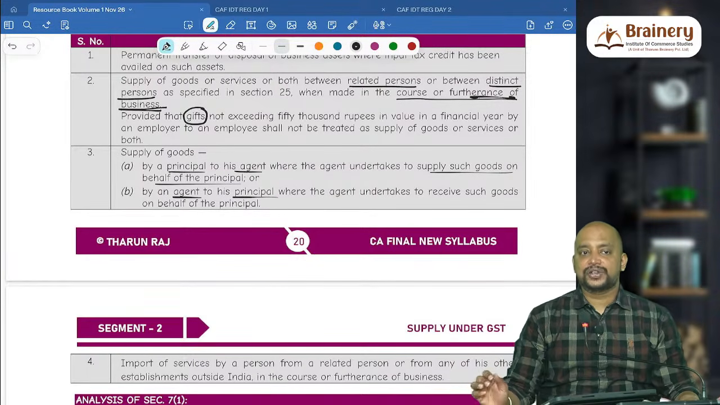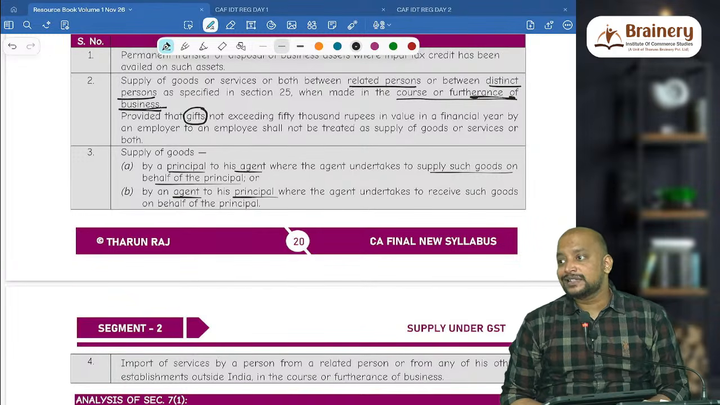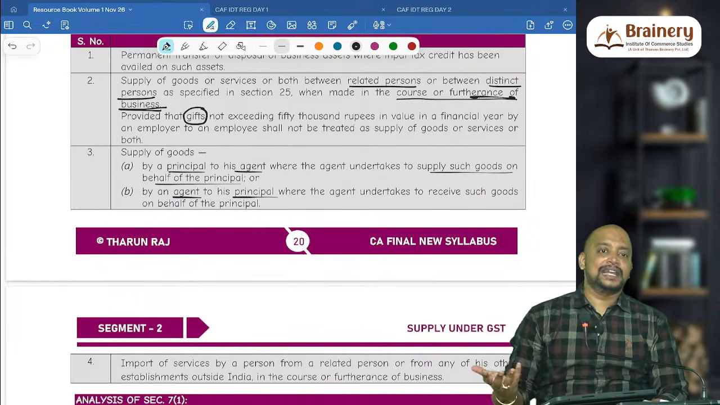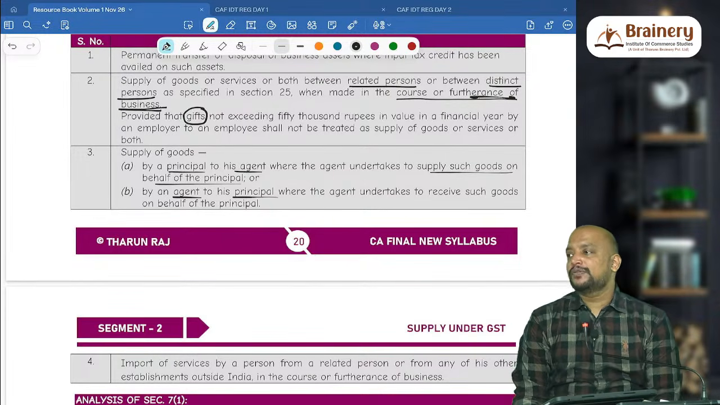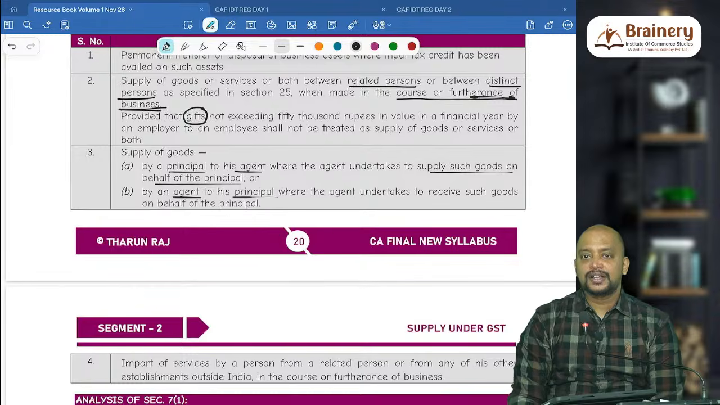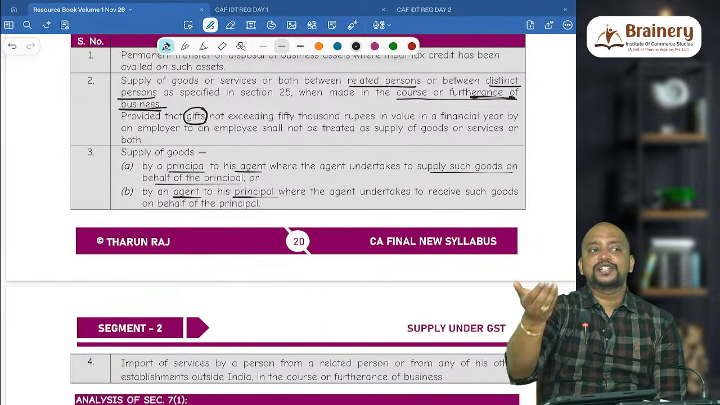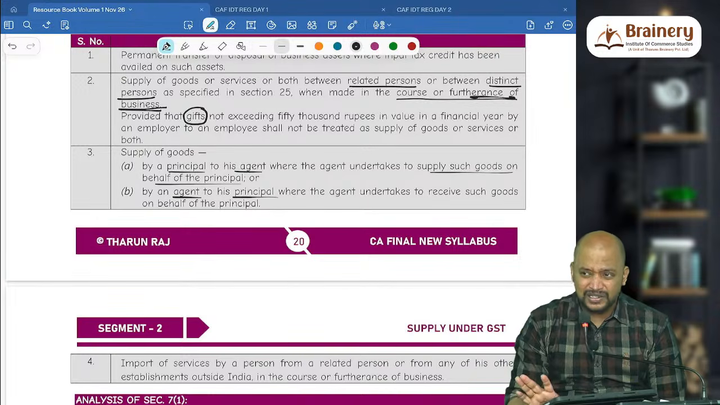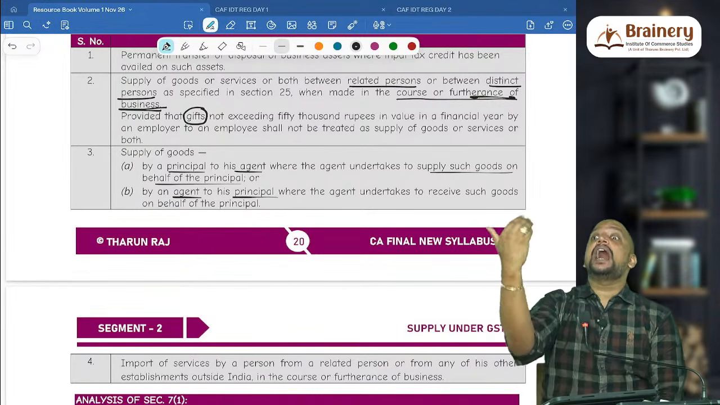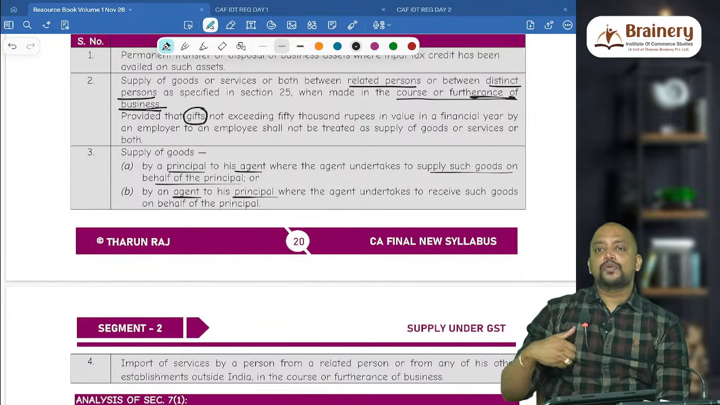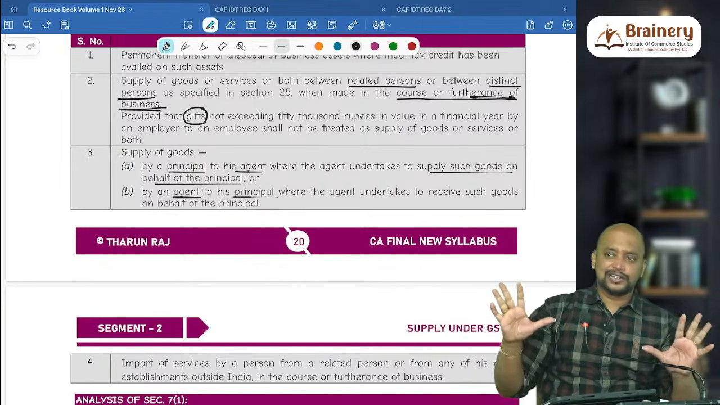Principal-agent transactions. Okay, the agent could be a buying agent or a selling agent. Suppose you are a selling agent, I am the principal, what will I do? I send the goods to you and you make the sale. After you make the sale, you will remit the proceeds to me and you will take the commission, correct or not? Same way, if you are a buying agent, you will buy on behalf of me and you will recover whatever expenses or commission you have incurred. So you may be a buying agent or a selling agent.